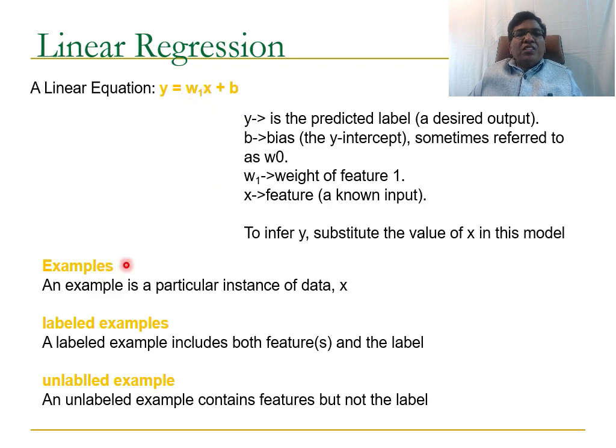An example is a particular instance of data x. It is represented by a row of the data. A labeled example includes both features and label. An unlabeled example contains only features.